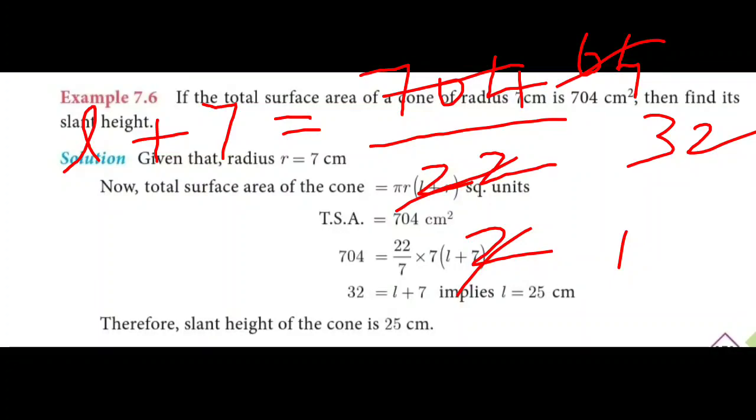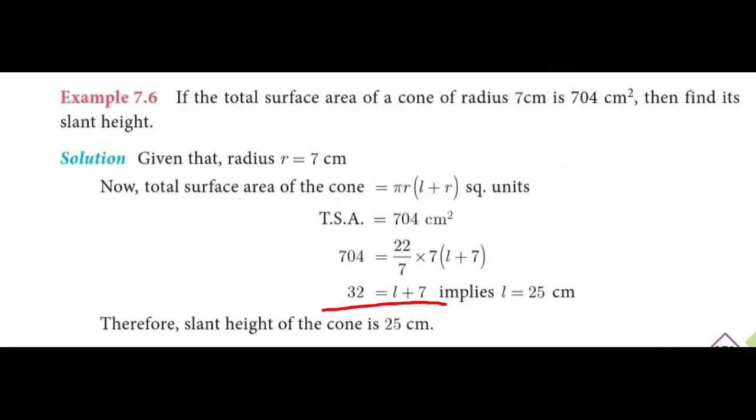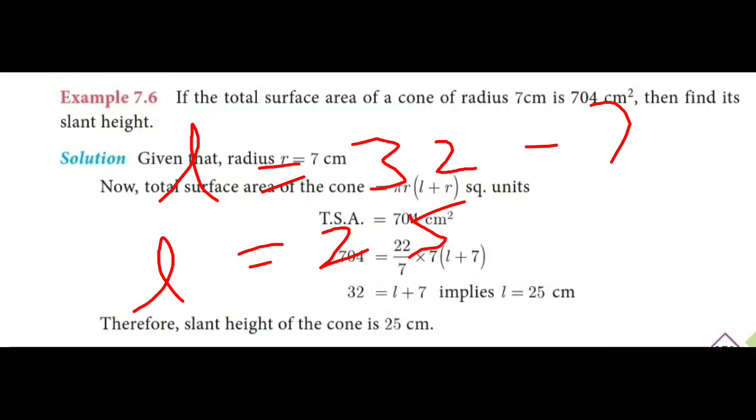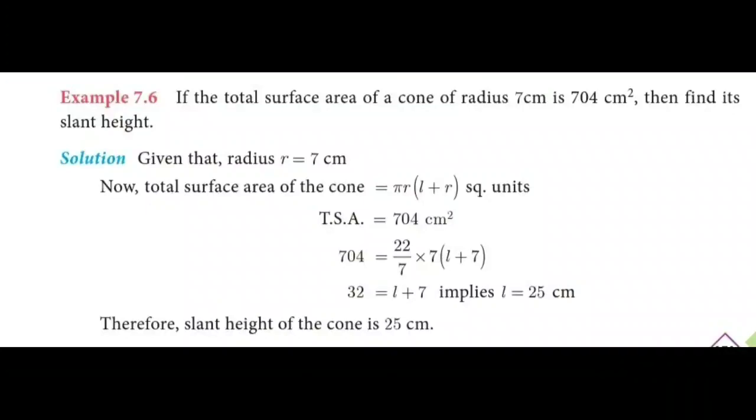Then 2 11s are 22, then 6 11s are 66, remainder 4, then 44, 4 11s are 44. So 704 divided by 22 is 32, as 32 2s are 64. Then L plus 7 is equal to 32. Then L is equal to 32 minus 7. We get L is equal to 25. Therefore, slant height of the cone is equal to 25 centimeter.